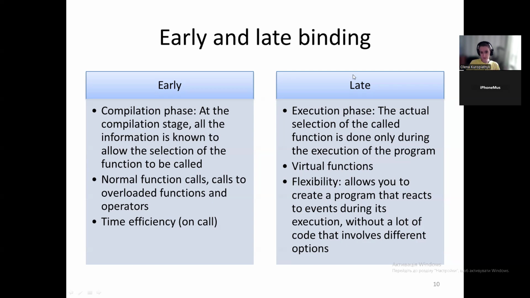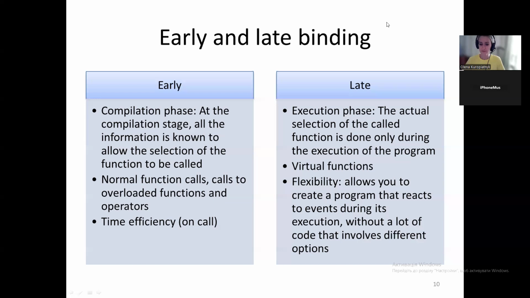Now we have two parts. The left part describes the main feature of early binding, and the second or right part describes the features of late binding. Let's look at these parts and explain the main details of them.